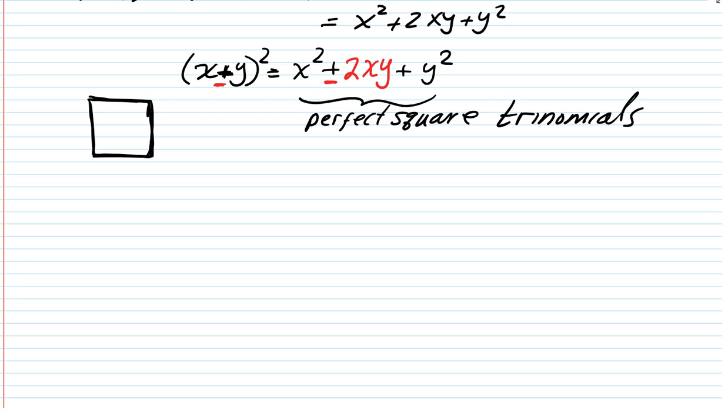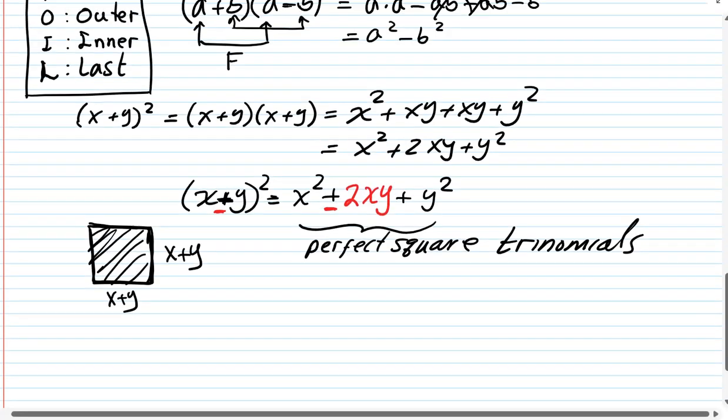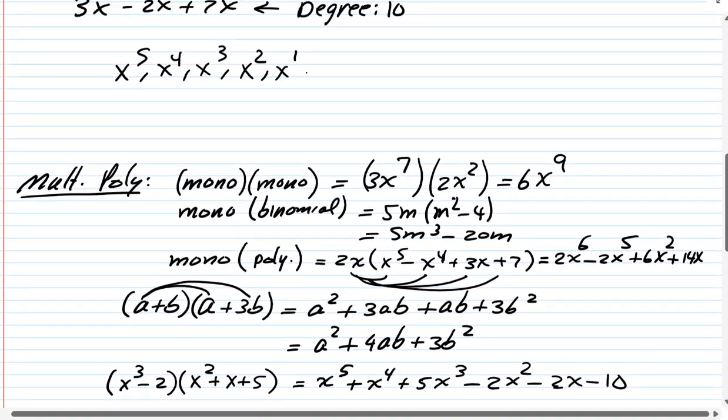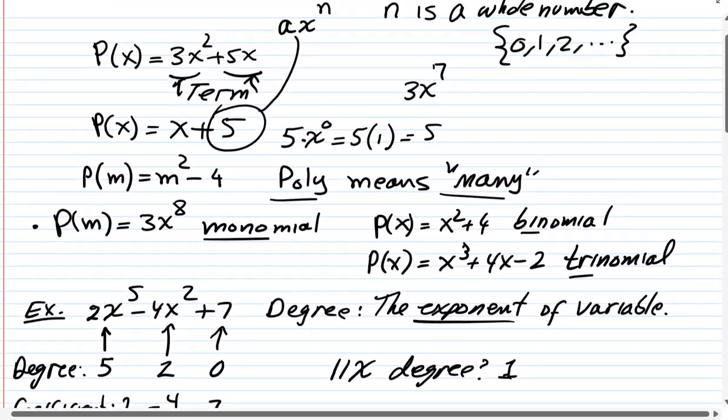There is a square whose side is x plus y, times x plus y. So the product will give you the area of the square. And we have that one, a perfect square trinomial. Okay, I'll do examples of these in just a moment. I just want to make sure I cover the basics here. And there you have it.